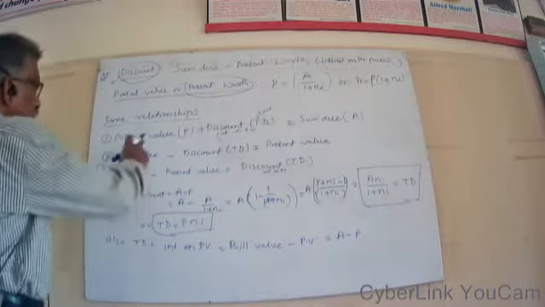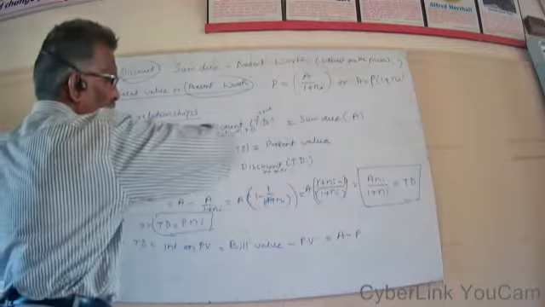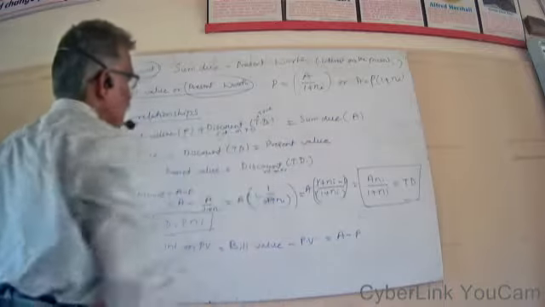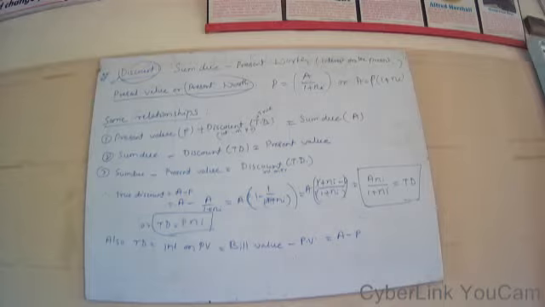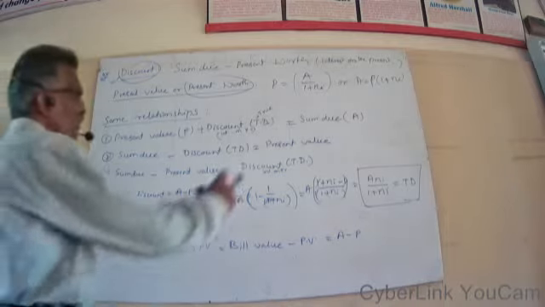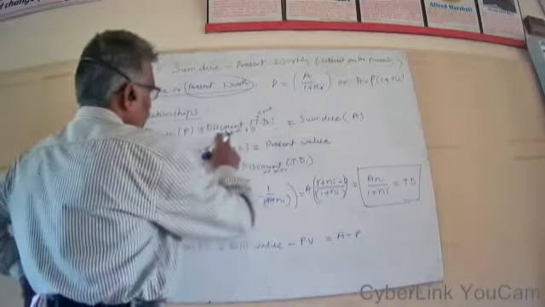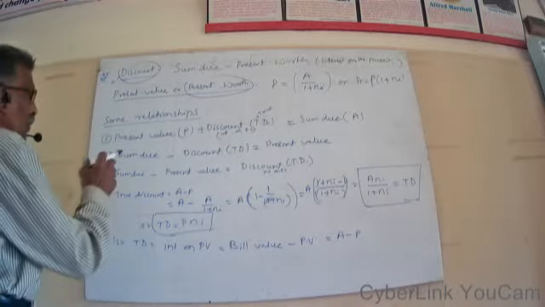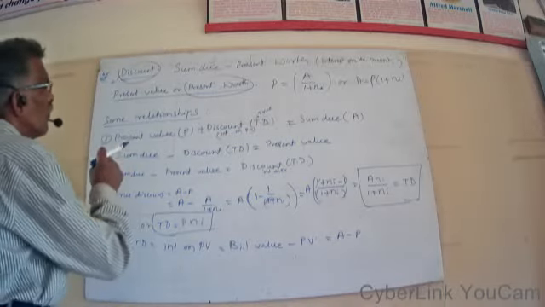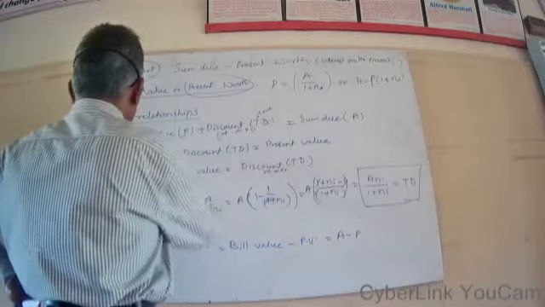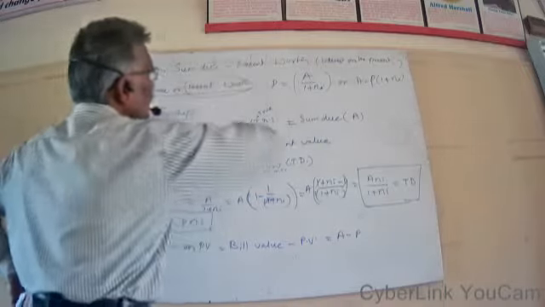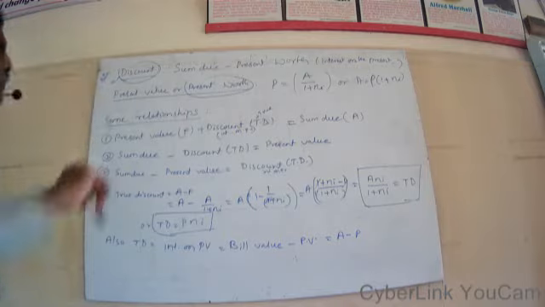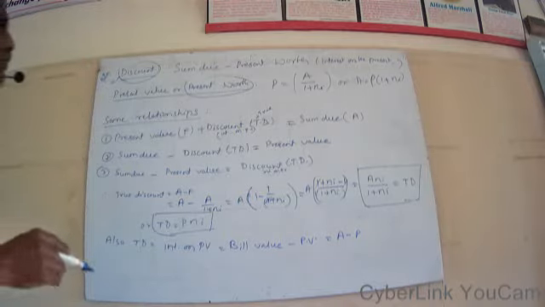Simulations, present value plus discount. Discount means interest on present value. True discount is also called true discount. True discount means interest on present value. So present value, sum due minus discount is equal to present worth. Present worth means principal amount.